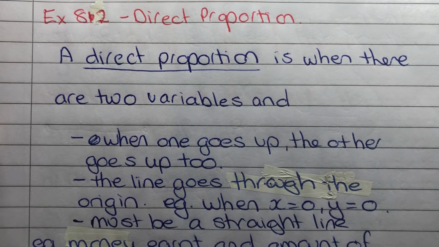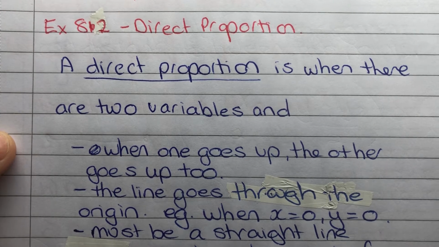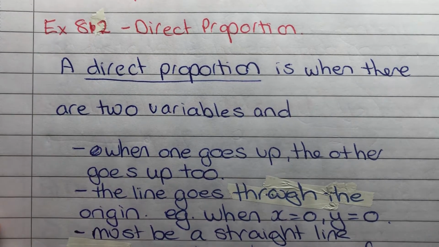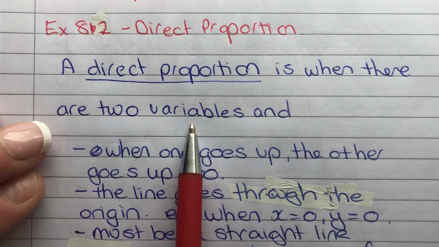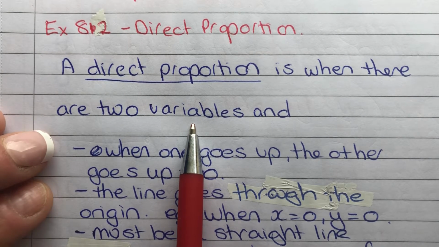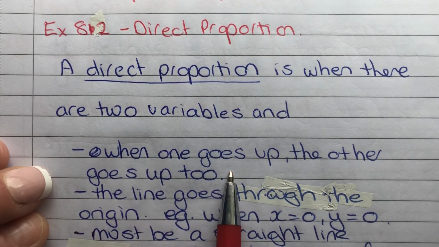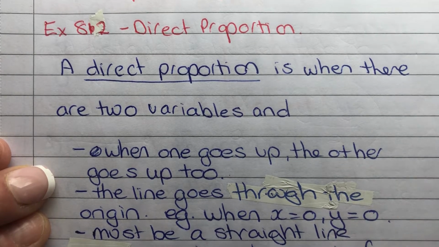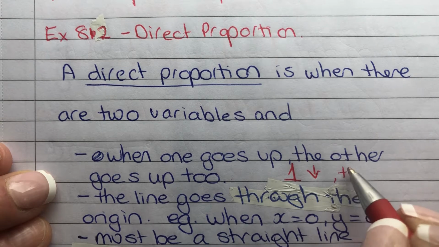And there are three main things that make a function directly proportionate. So if you could write these, a direct proportion is when there are two variables, remembering variables are like x, y, a, b, c, so unknowns. And these three things have to happen. When one of them goes up, the other goes up too, which also means if one goes down, the other goes down.